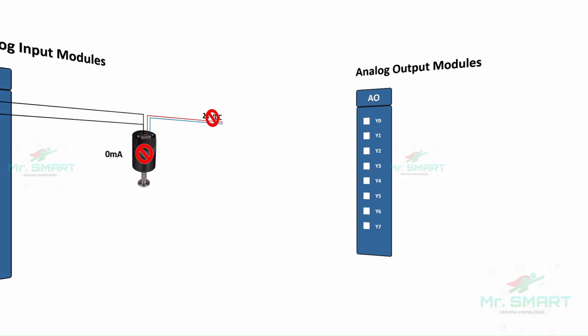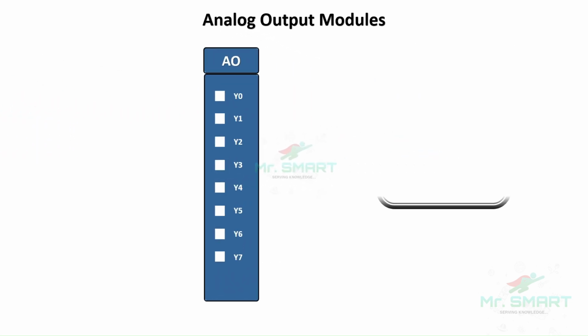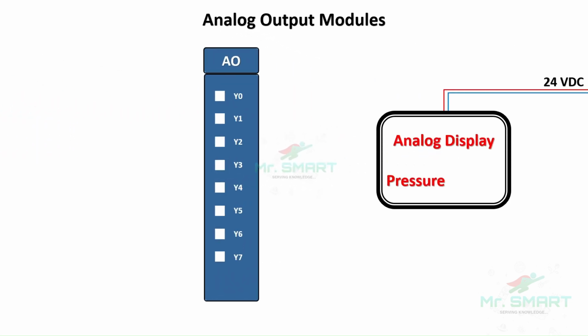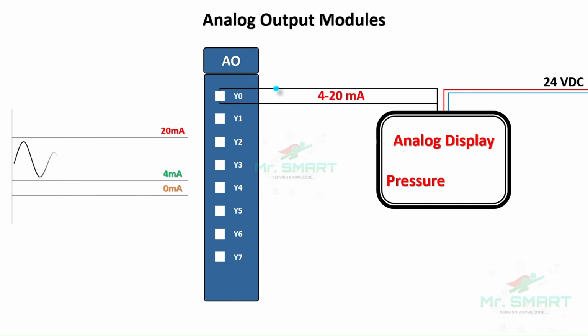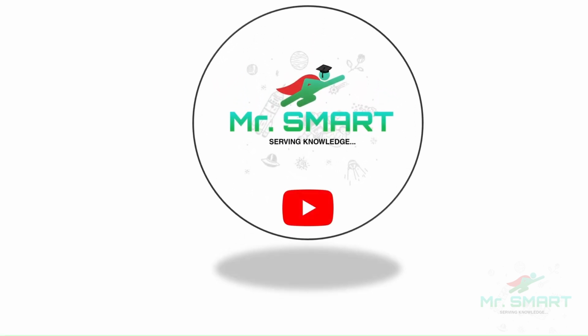This remains the same for analog output modules too. The analog output modules generate analog signals that can be processed by analog output devices. Hope now you are clear about digital and analog signals.